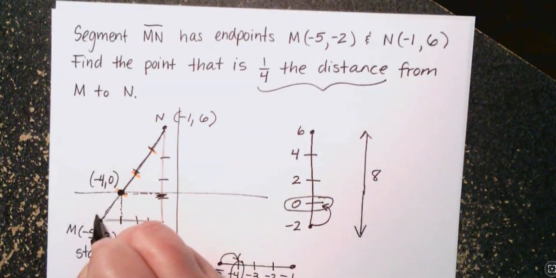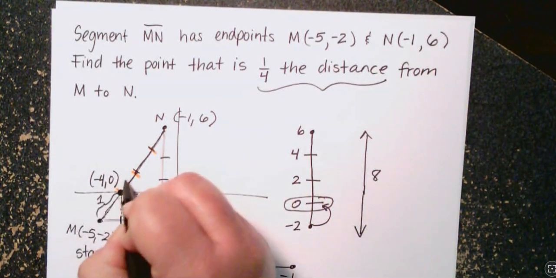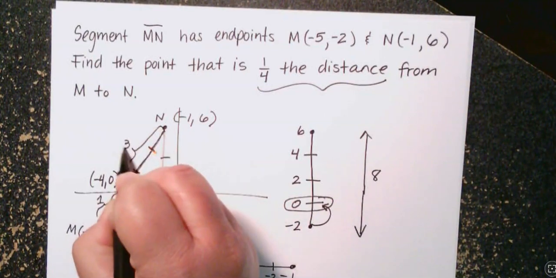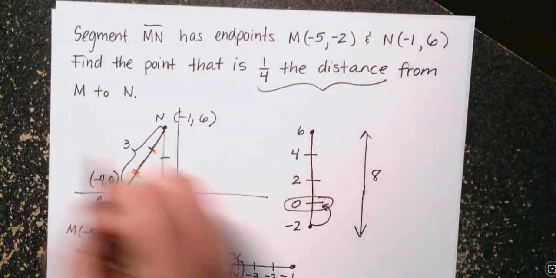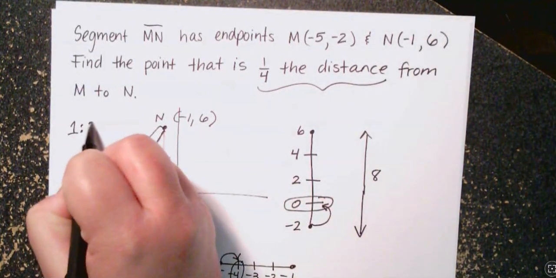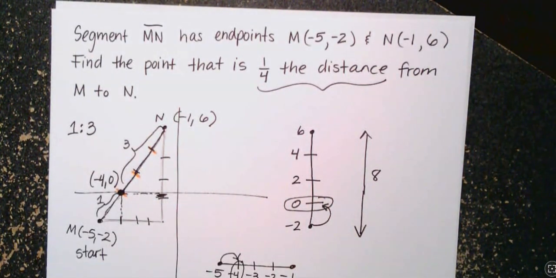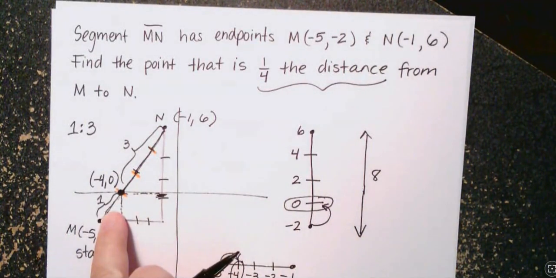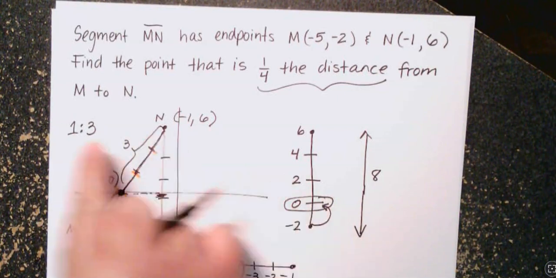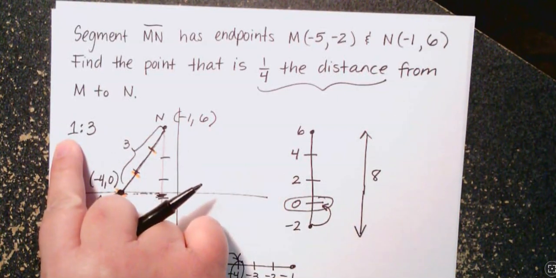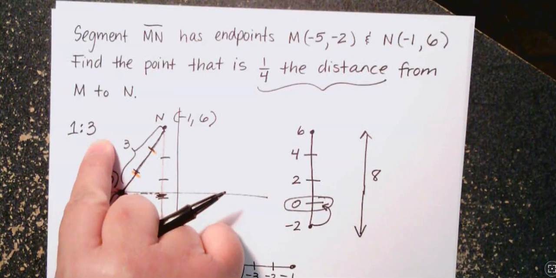If there's one section before it and 3 sections after it, we could have said, find the point that divides the segment in a 1:3 ratio. That means there's one section before you get to that point and 3 sections after you get that point. Whatever the first number is, that's the number of sections before the point, and the second number is the number of sections after the point.